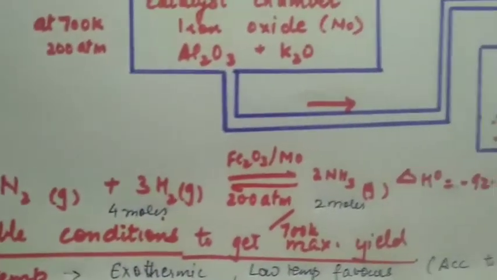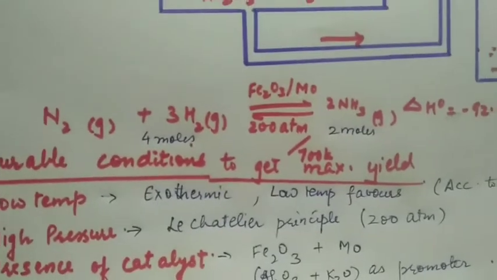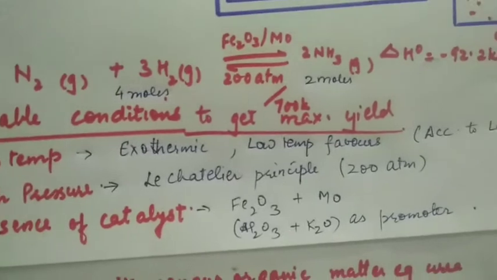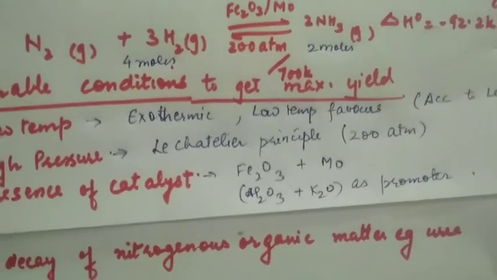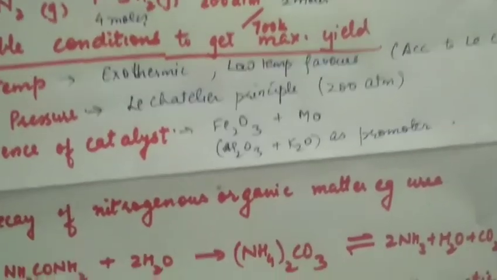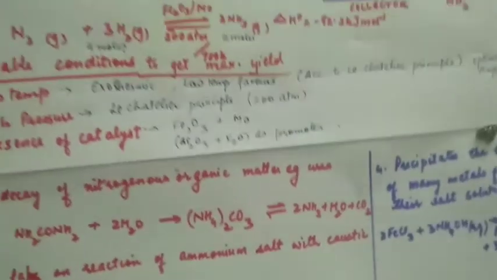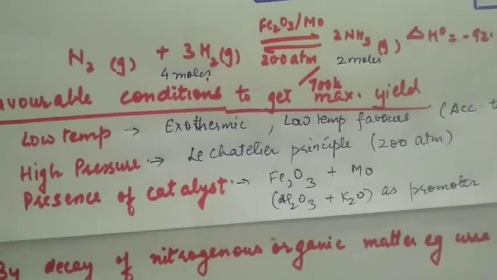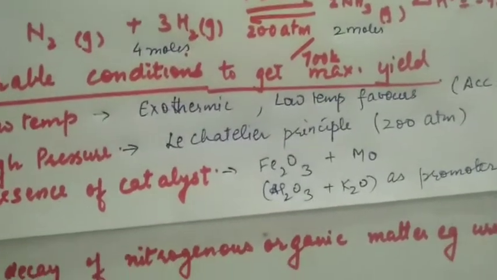Pressure. As you can see from the reaction, 4 moles, 1 mole of nitrogen and 3 moles of hydrogen combine to form 2 moles of ammonia. So the number of moles is decreasing in the forward direction. So according to Le-Chatelier principle, a higher pressure will favor the forward reaction. So an optimum pressure of 200 atmosphere is needed. Presence of catalyst: iron oxide is used as a catalyst with molybdenum, aluminium oxide and potassium oxide as promoters.